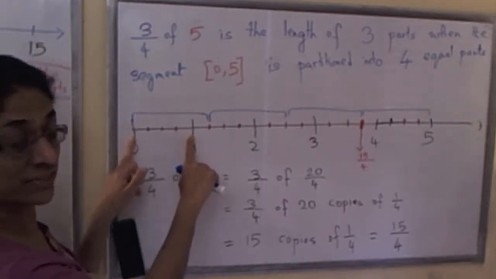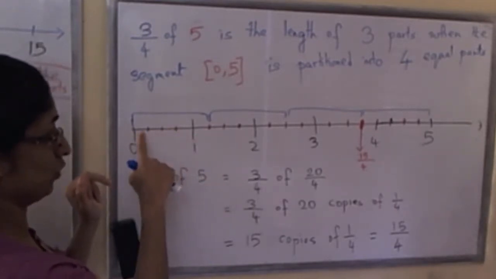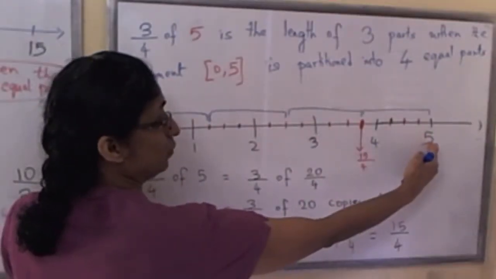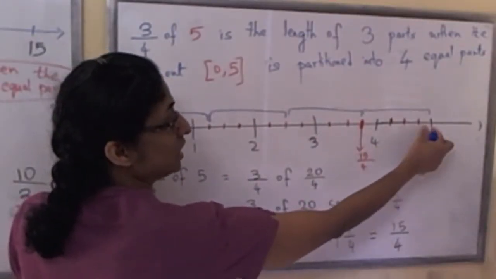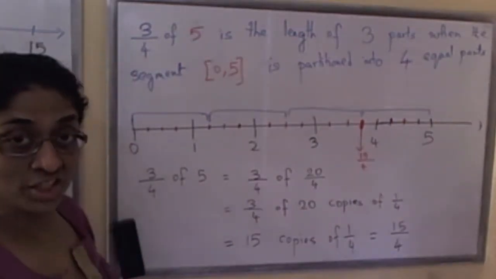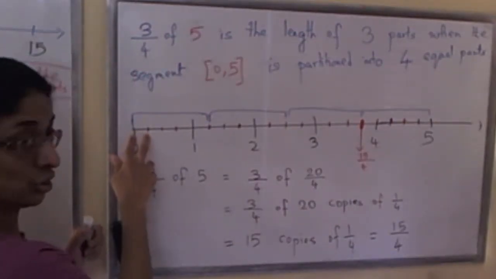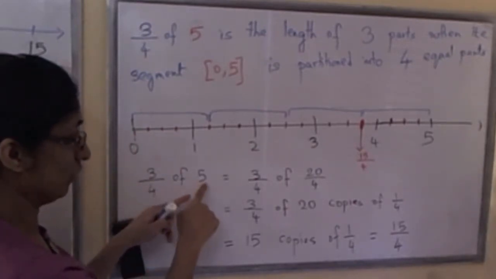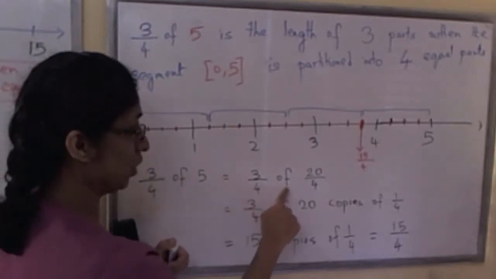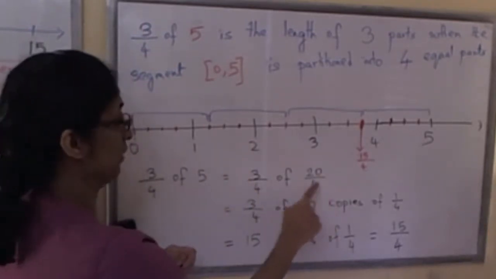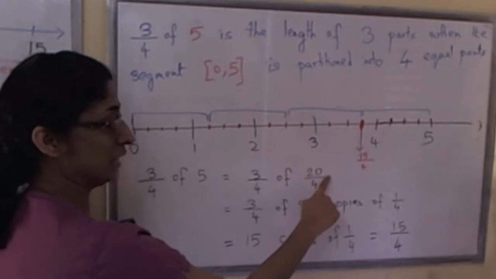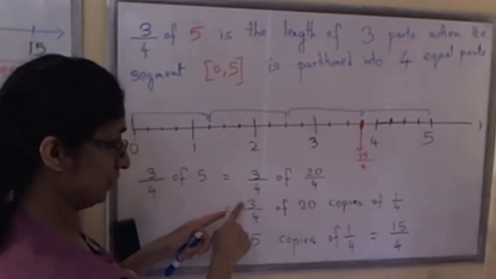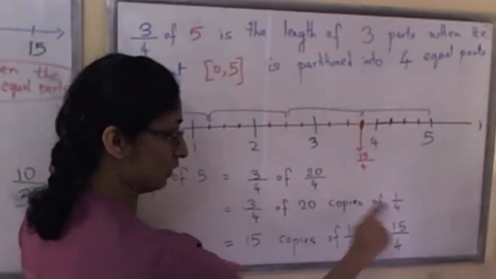Each of these segments, we partition it into 4 equal parts. So that means this whole segment, we can think of it as a concatenation of 20 short pieces, where each short piece is of length 1/4. So I have here 3/4 of 5 is 3/4 of 20 over 4. So I'm regarding 5 as 20 copies of 1/4. So I have here 3/4 of 20 copies of 1/4.